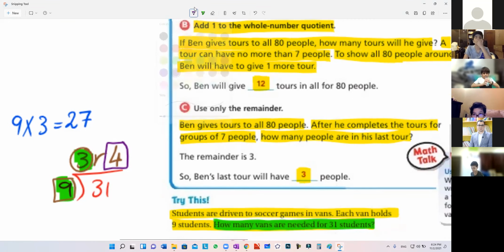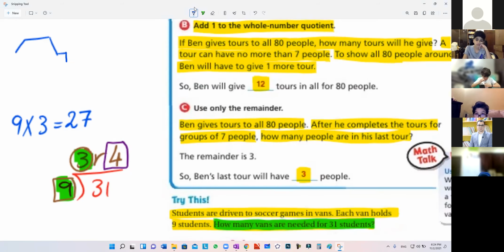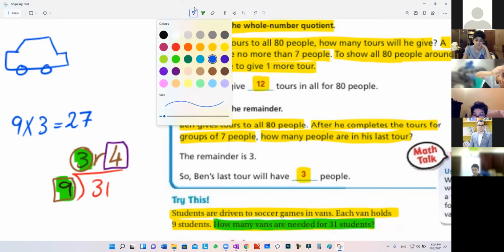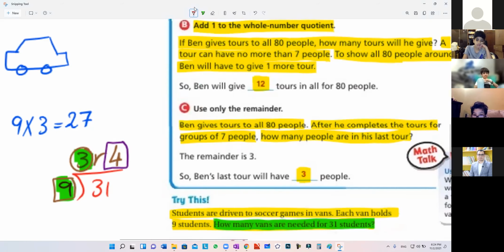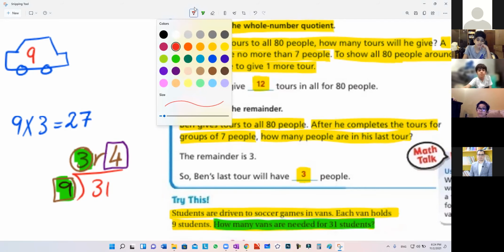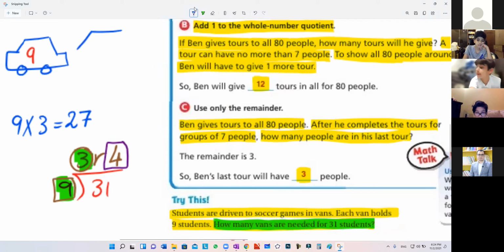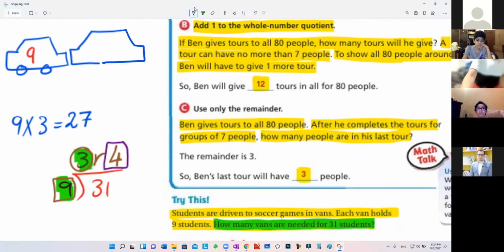Okay, I will explain it for you. We have here a van. We have 9 students here, 9 students. Okay, and we have 3 vans, right? So let's draw another one here and another one here.